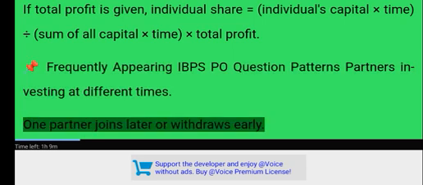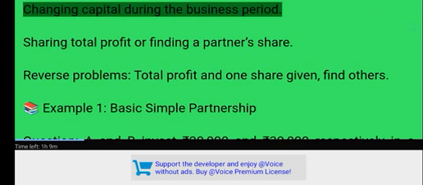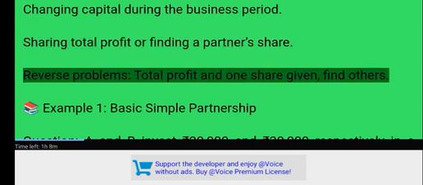Frequently appearing IBPS PO question patterns: partners investing at different times. One partner joins later or withdraws early. Changing capital during the business period. Sharing total profit or finding a partner's share. Reverse problems, total profit and one share given, find others.